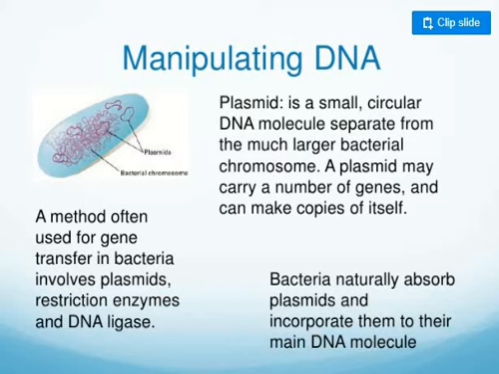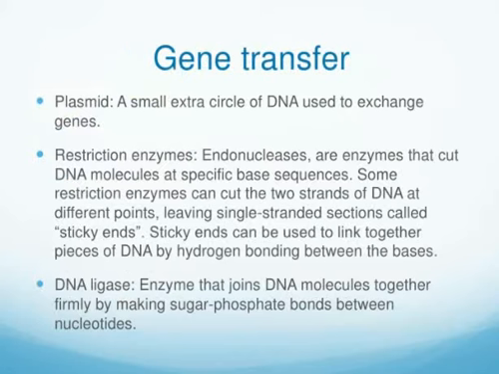So a plasmid is a small circular DNA molecule separate from the much larger bacterial chromosome. A plasmid may carry a number of genes and can make copies of itself. So a plasmid has the capacity to copy itself. Let us see the next slide.